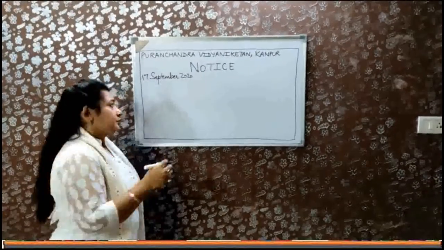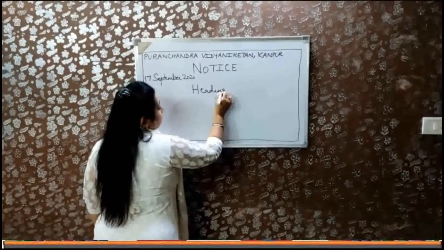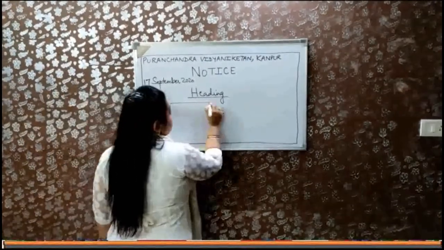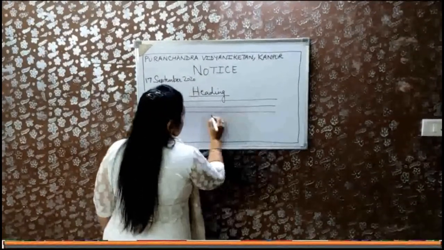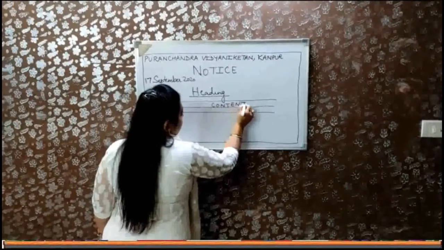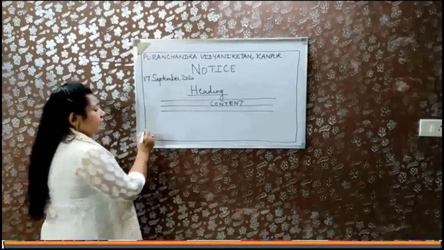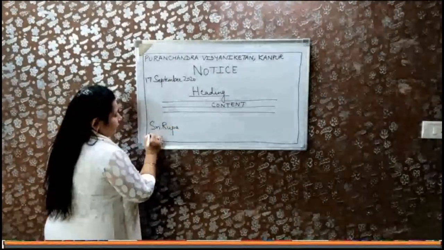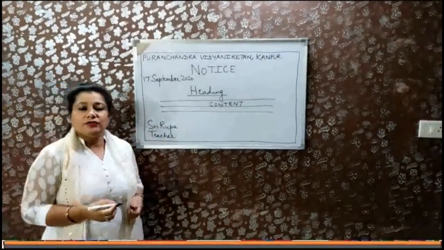Then the heading of the notice. Now below the heading we write the content. Now after we complete writing the content, we leave a line and we write our name. And below the name we write a designation. So this is how we write a notice.